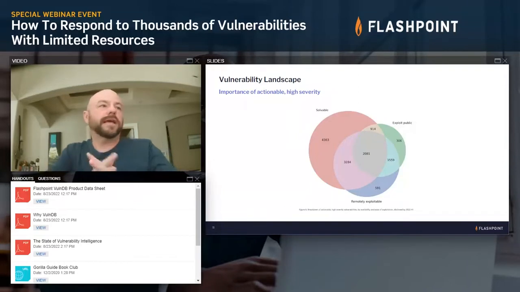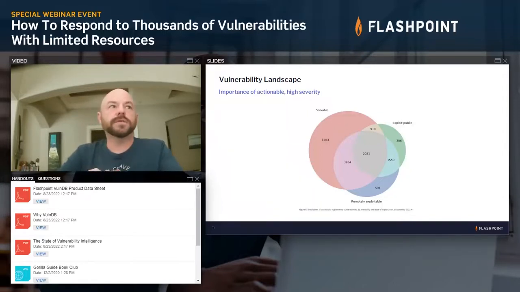And then the last bit here, this is kind of the sweet spot that we look at. We're doing a chart that shows which vulnerabilities have a solution, like a patch or an upgrade, which ones also have a public exploit, meaning you're at higher risk of being exploited, and which ones are remotely exploitable.